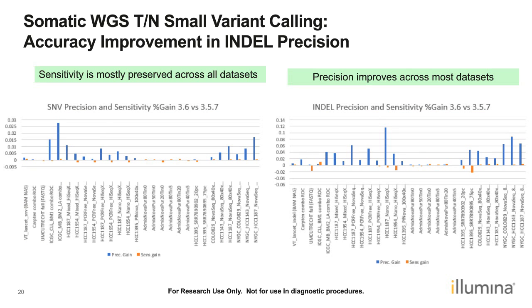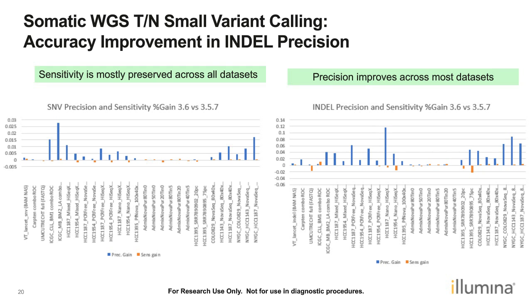Here is a large set of samples that we have looked at for whole genome tumor normal data. And again, these are some of the publicly available samples as well. There are these NYGC cell lines that we have used as well. And you can see in blue that the bars are the precision gains, and in orange are the sensitivity gains. So the sensitivity gains more or less stay flat. But across this cohort of samples that we are looking at, there are improvements in SNP and indel precision throughout the set of samples that we have.